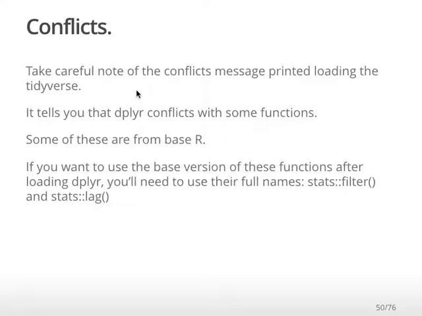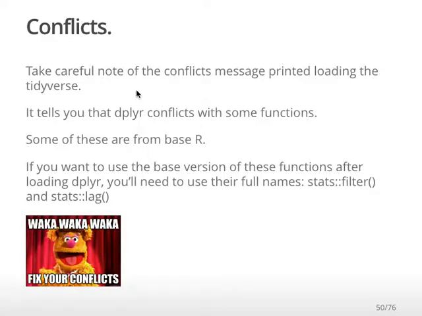So this will use stats filter rather than the filter from dplyr, and this will use stats lag rather than the lag from dplyr. These are conflicts that exist, and it's not possible to avoid them because there's only so many words in which we can say the same thing. So fix your conflicts. Okay, what's nycflights13?